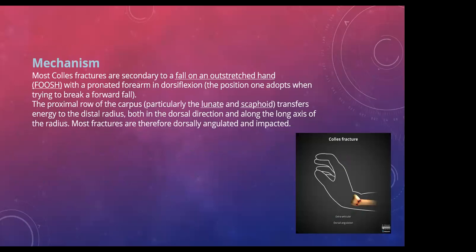Mechanism. Most Colles fractures are secondary to a fall on an outstretched hand with a pronated forearm in dorsiflexion, the position one adopts when trying to break a forward fall. The proximal row of the carpus, particularly the lunate and scaphoid, transfers energy to the distal radius, both in a dorsal direction and along the long axis of the radius. Most fractures are therefore dorsally angulated and impacted. This is the type of angulation, dorsal.